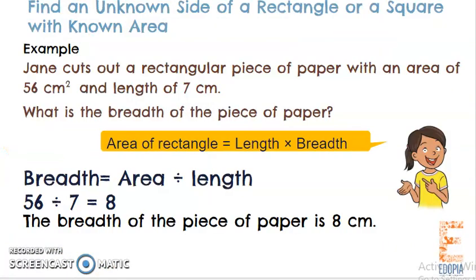Let's learn through an example. Jane cuts out a rectangular piece of paper with an area of 56 cm square and a length of 7 cm. What is the breadth of the piece of paper? My first step would be to write down the formula of area. Area of rectangle equals length times its breadth. By rearranging this formula, breadth equals area divided by length. In this question, we are given an area and length. By dividing 56 by 7, we get an answer of 8 cm. This means the breadth of the piece of paper is 8 cm.